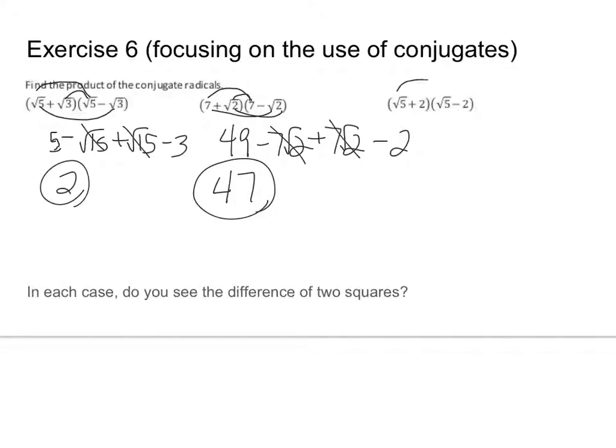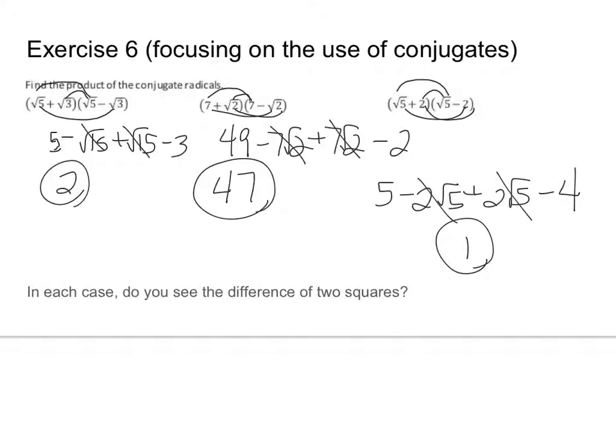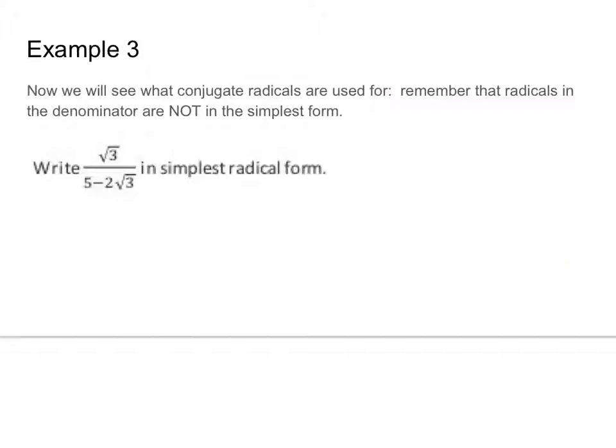And this last one, 5 minus 2 square roots of 5 plus 2 square roots of 5 minus 4. 5 minus 4 is 1. Okay, so do we see the difference of 2 squares? I know it isn't as apparent when our final a and b isn't a perfect square, but we would just take the square root of it to put it in the right form.